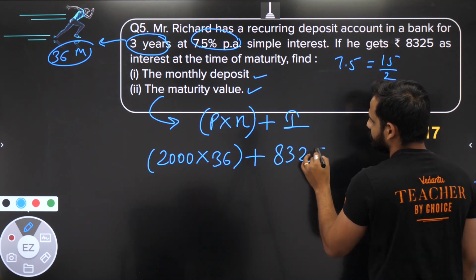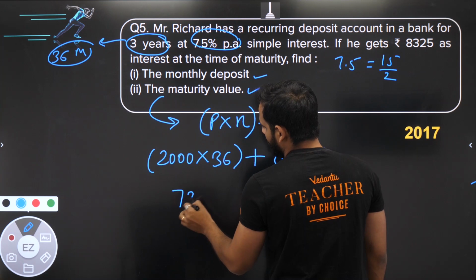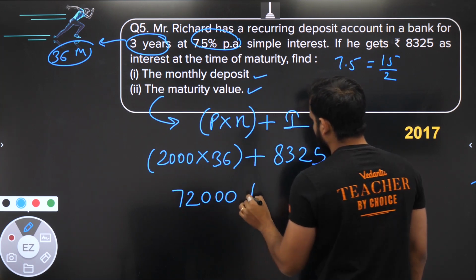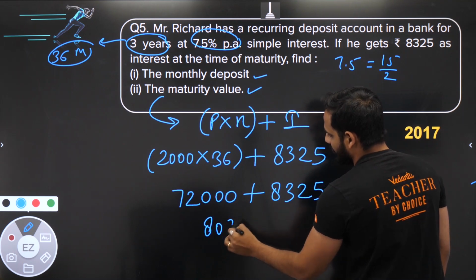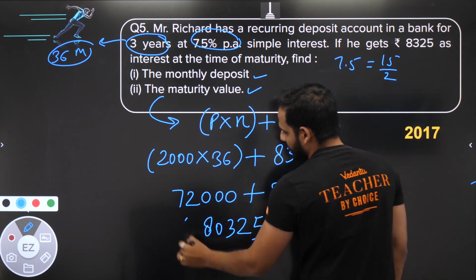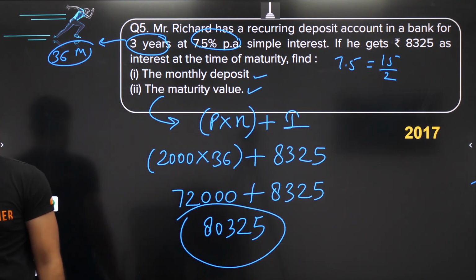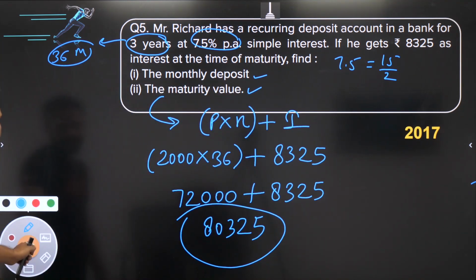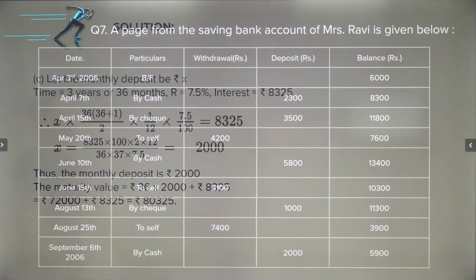8325. So 36 into 2 will be equal to 72,000 plus 8325. So I will say 80,325 is my maturity value. As simple as that. Calculation may be difficult sometimes, but you can easily do that part.